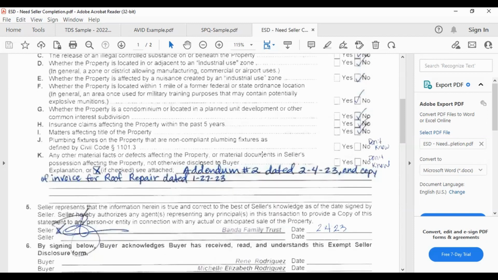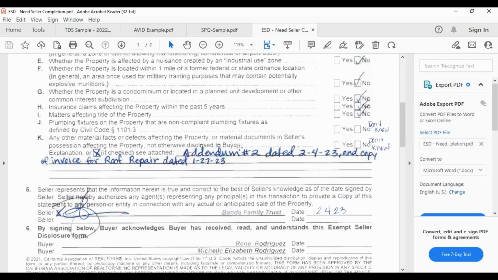You're not to allow your seller, or yourself, to create your own category. They got concerned about answering these last two questions about plumbing fixtures on the property that are non-compliant or any other material facts or defects. Instead of checking yes or no, which remember, once again, no means I don't know, they decided to not check either and write I don't know. They created their own third category. This document is not complete. All they had to do was check this one. This really takes a lot of burden off of them, and they decided not to do it.